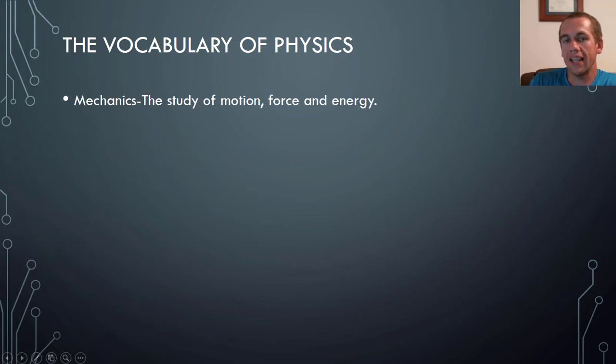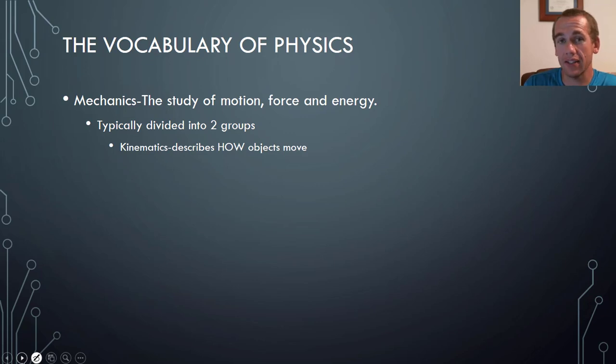We're not going to start mechanics yet. Mechanics is the study of motion, force, and energy. We divide that into two branches. Those two branches are kinematics and dynamics. Kinematics is what we're about to do. We're going to describe how objects move. We're interested in describing that mathematically and graphically. Dynamics deals with why objects move as they do, and it involves the force and energy part of it.